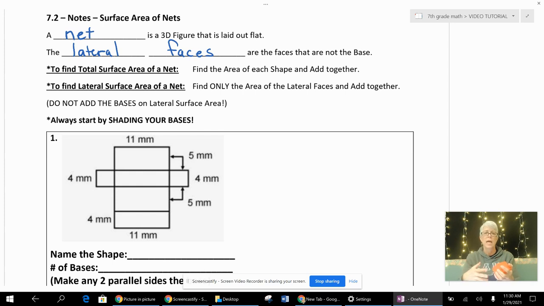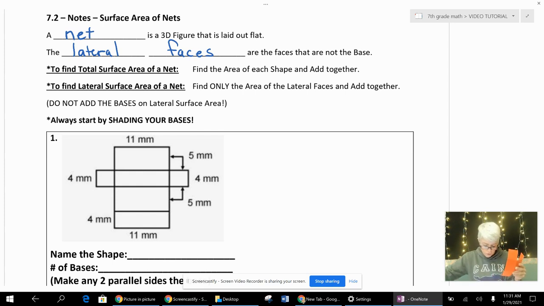So if I gave you this shape and I said, what is the total surface area? It wouldn't matter what the bases are. We would all get the same answer. But if I asked you, what is the lateral surface area? You and me, we both have to pick the same bases to get the same answer. So that's what I'm going to do right now. And we're always going to do that by shading the bases.